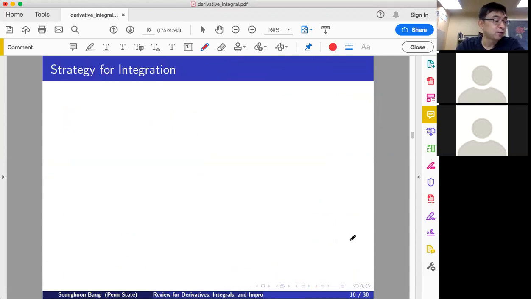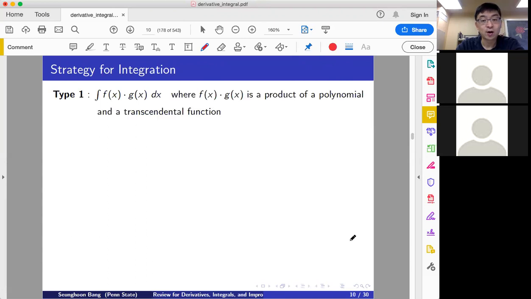The next topic is strategy for integration. Type 1: the integral of f of x times g of x dx form, where f of x times g of x is the product of a polynomial and a transcendental function. Do you know what a transcendental function is? We have exponential functions, logarithmic functions, inverse trig functions, or trigonometric functions. We have four kinds of things we call transcendental functions.